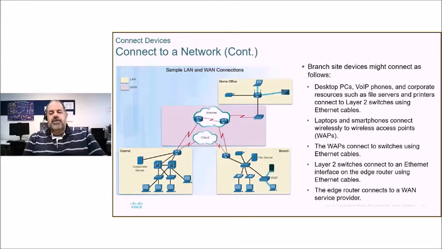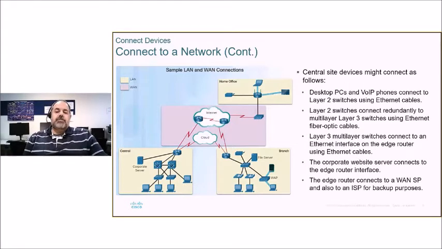So a branch site's devices might connect as follows. Desktop PCs, VoIP phones, and corporate resources such as file servers and printers connect to a layer 2 switch. Laptops and smartphones might connect wirelessly. The wireless access points connect to switches using Ethernet cables. Layer 2 switches connect to an Ethernet interface on the edge router using Ethernet cables. And the edge router connects to a WAN service provider with whatever is required.